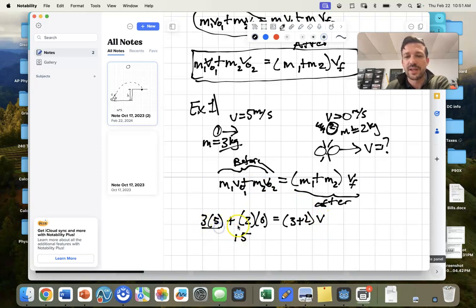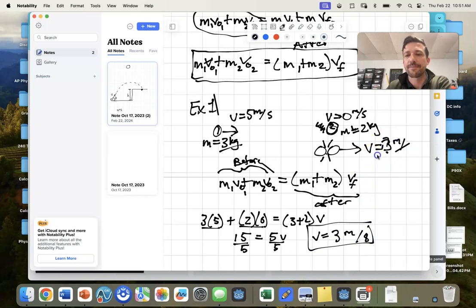This whole side is 15 plus 0, which is 15, equals 5v, divided by 5, and I get my answer of velocity is equal to 15 divided by 5 is 3 meters per second. So after the collision, they would travel to the right at 3 meters per second. Yeah, that's how fast they would travel together to the right. Okay, that's one form of inelastic.